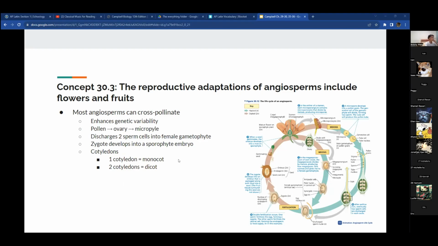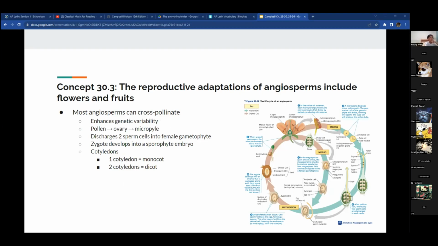All right. So, more about flowers. Reproductive adaptations of angiosperms include flowers and fruits. Most angiosperms can cross-pollinate, so they can pollinate with other members of their species, and I think other angiosperms as well. This enhances genetic variability.